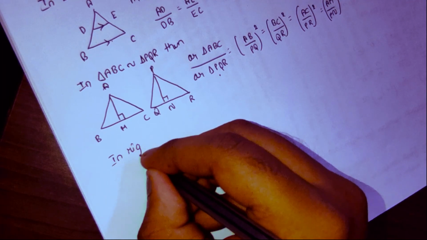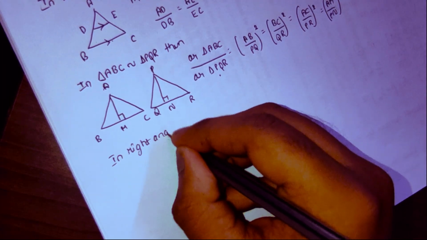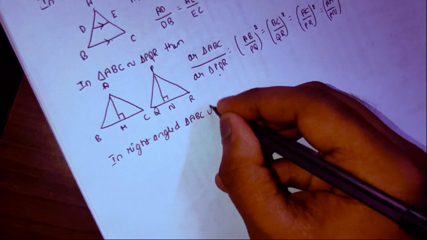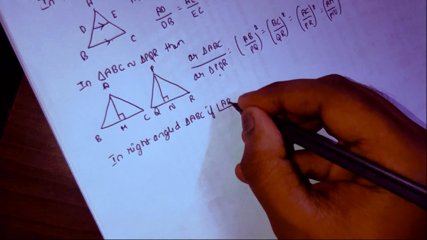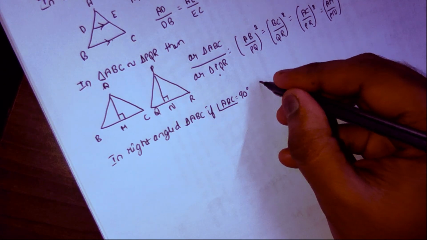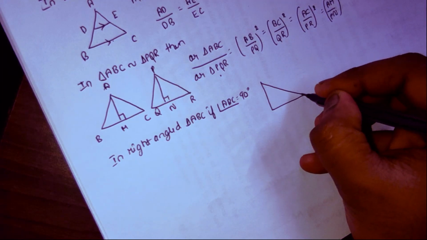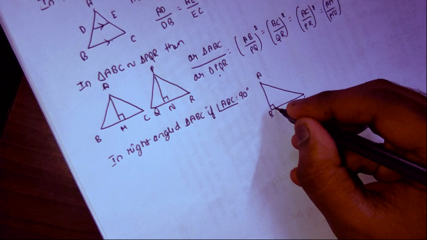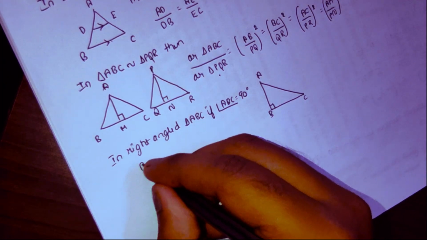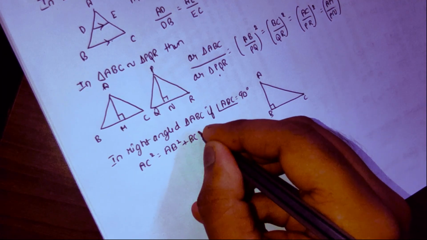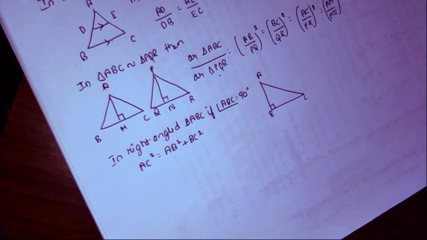In right angle triangle ABC, if angle ABC is equal to 90 degree, we'll take a triangle ABC. This angle is 90 degree. Then this is nothing but Pythagoras theorem. AC square is equal to AB square plus BC square. This is the Pythagoras theorem.